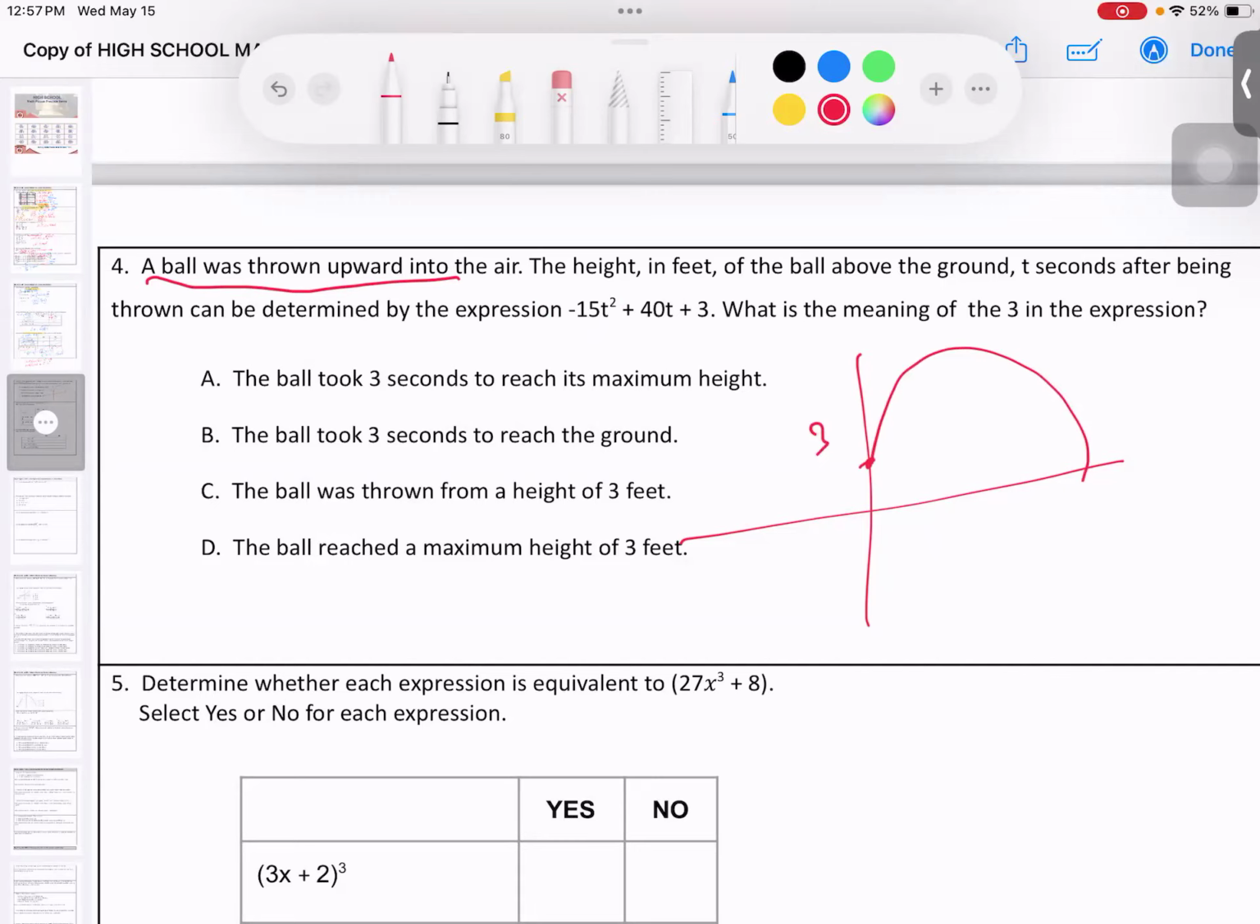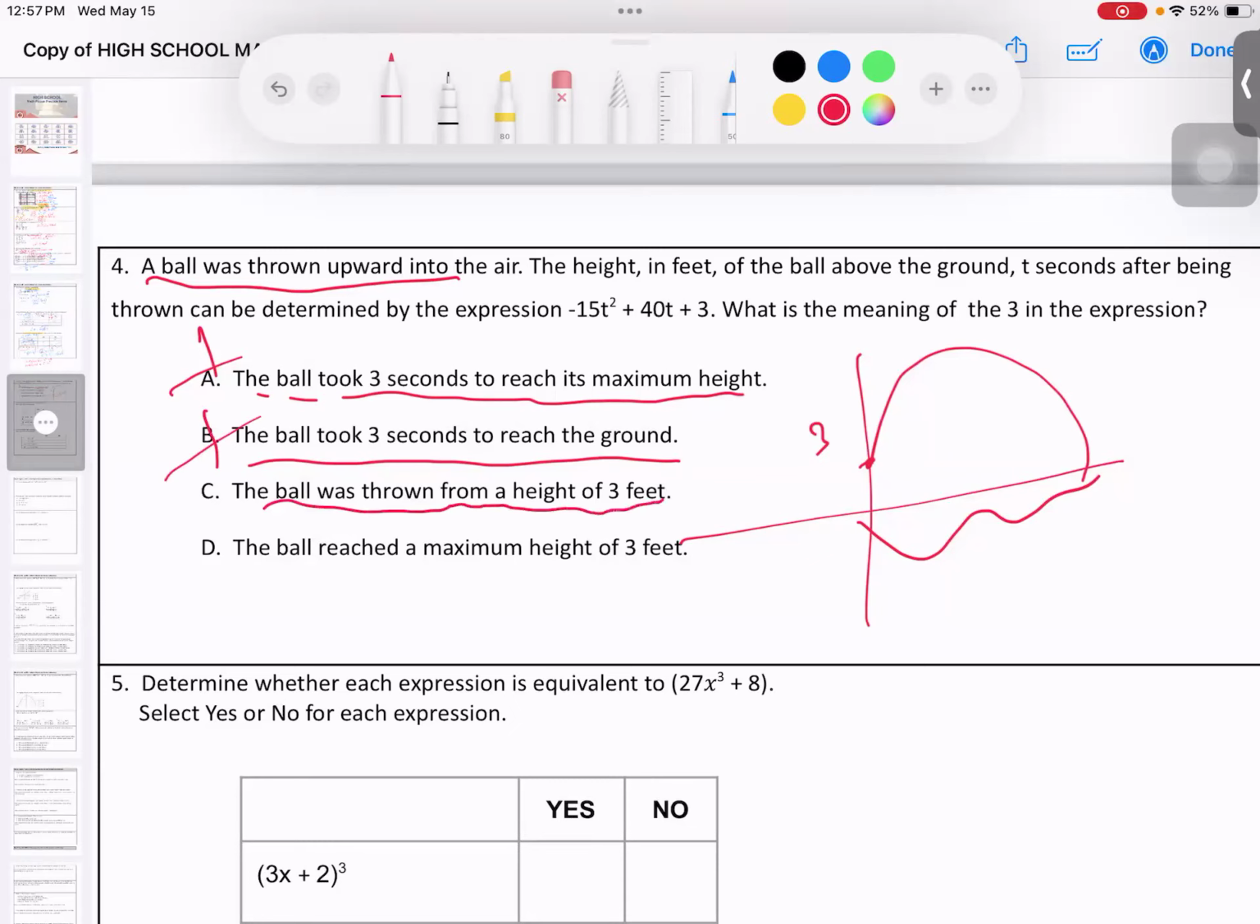Let's check one by one then. The ball took 3 seconds to reach the maximum height. Is it yes or no? No. The ball took 3 seconds to reach the ground. Like this one is 3. Is it yes or no? No. Okay. The ball was thrown from a height of 3. Yes. Right. This is the y-intercept. So that's the initial value of the ball. So this is the correct answer.